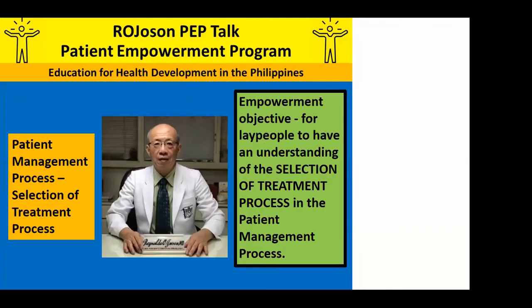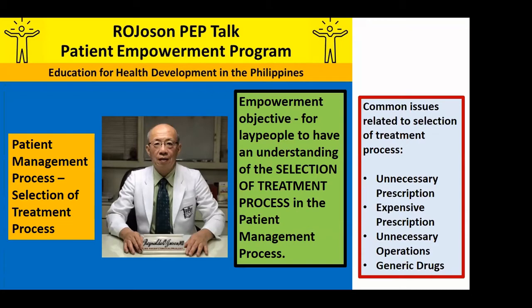Although I like to end this pep talk at this point, I like to add some more. Okay, so there's an addendum. Okay. I would like to add the common issues related to the selection of treatment processes. Unnecessary prescription, expensive prescription, unnecessary operation, and generic drugs. So these are the 4 topics I'd like to discuss now.